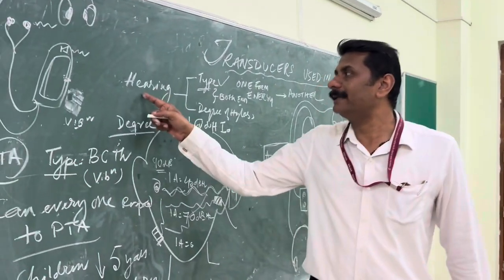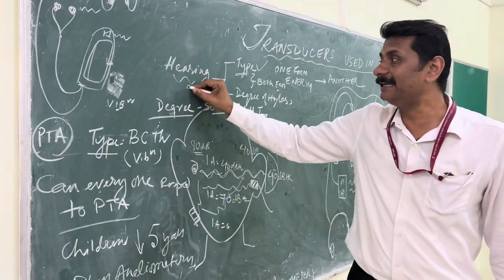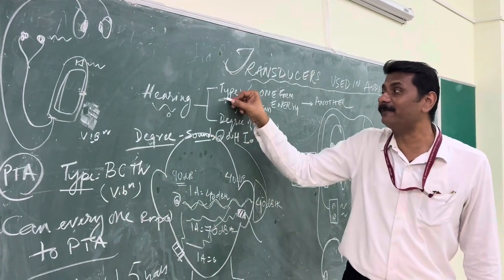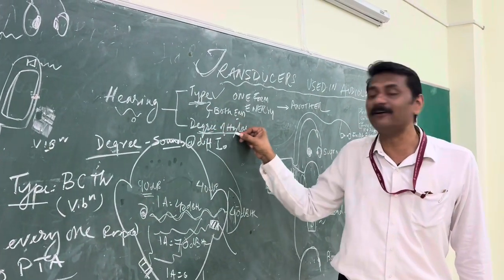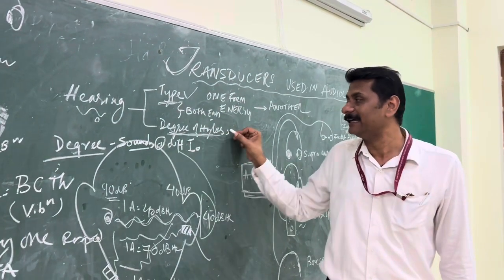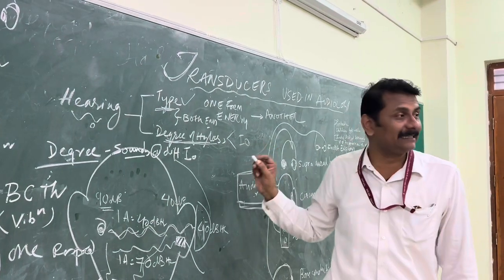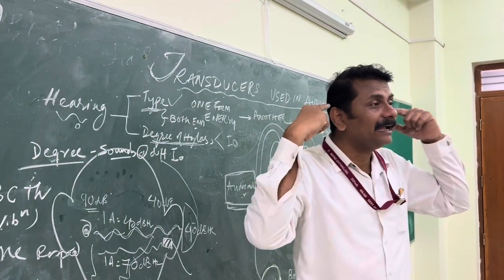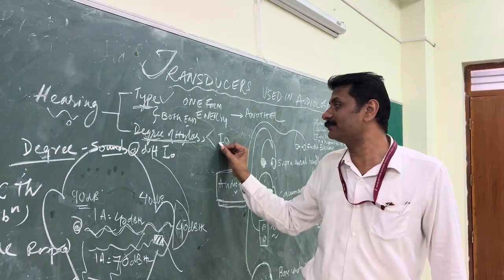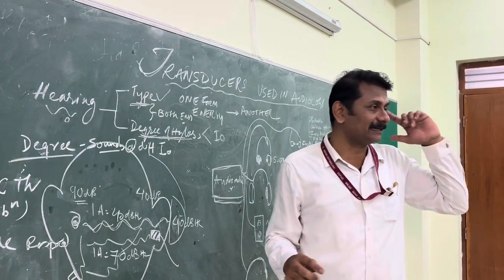Similarly, when an audiologist is at work and checks the hearing of a person, he tries finding out the type of hearing loss and the degree of hearing loss. To find the degree of hearing loss, he needs to give sounds at different intensities through the air conduction mode. So we should have different transducers to give sounds at different intensities through air conduction.